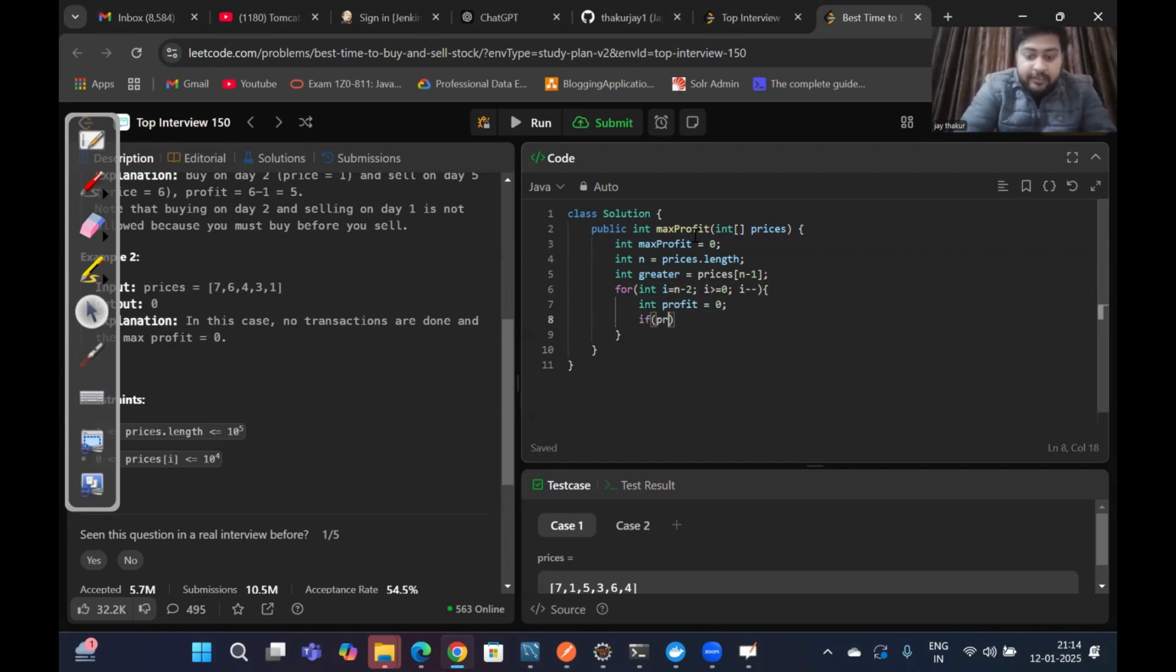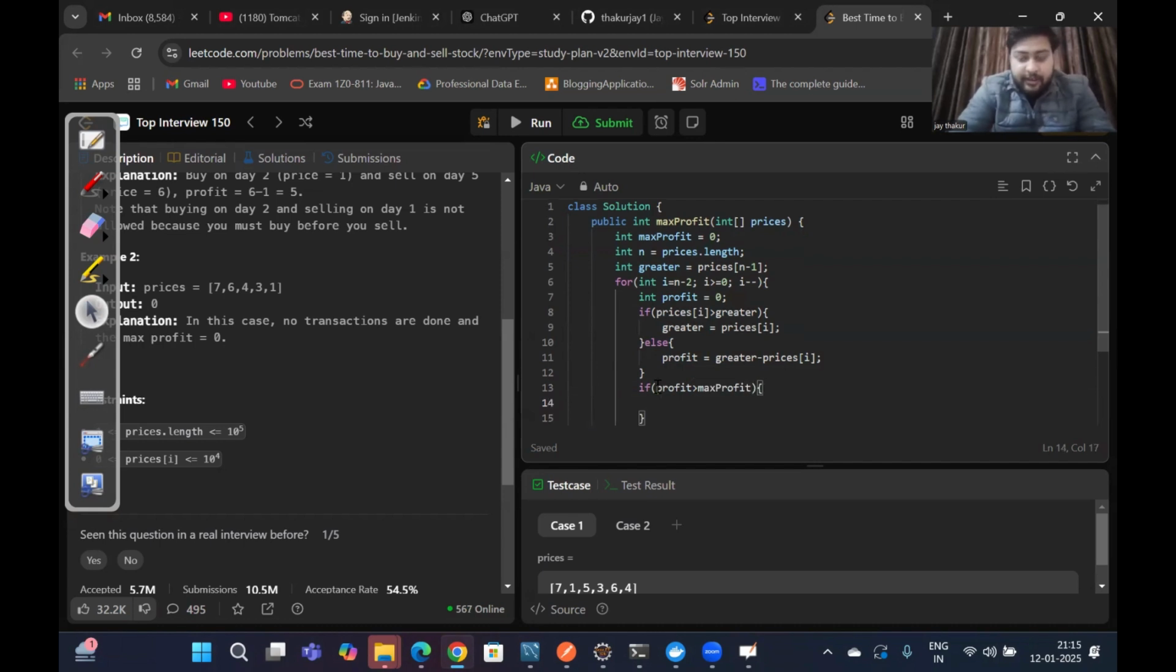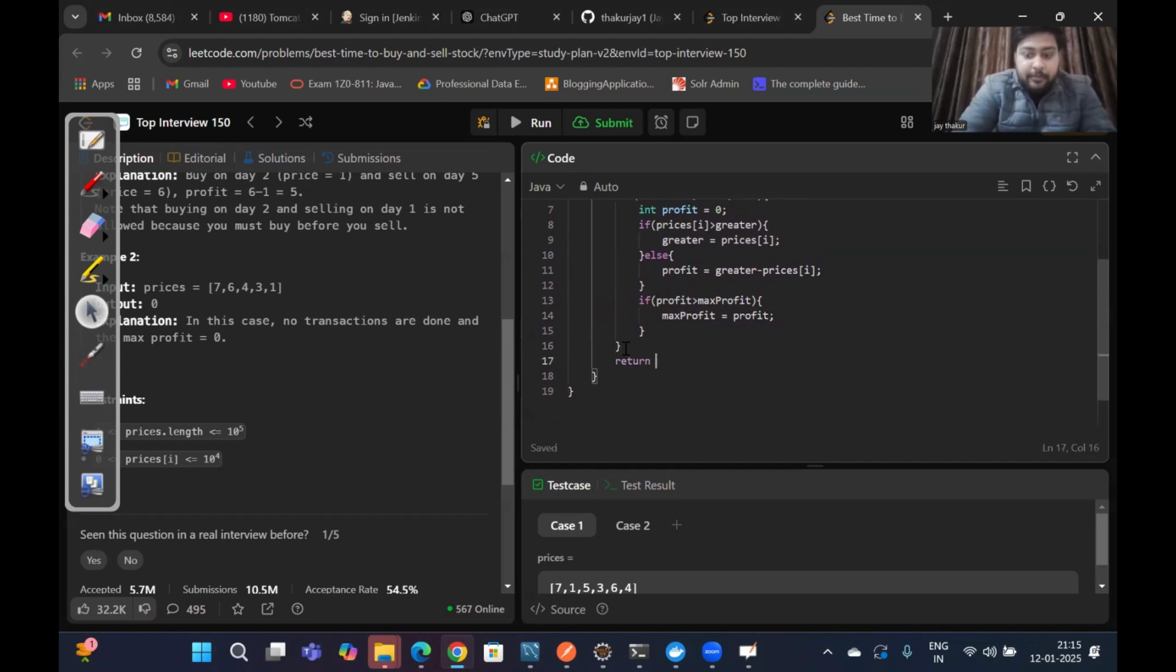After that, we will check whether this price of i is greater than greater. If it is, then simply we will replace this greater with prices of i. Else, simply we will store profit equal to greater minus prices of i. And at last, we will check whether this profit is greater than the maximum profit or not. And if it is greater than the maximum profit, we will simply replace the maximum profit with profit. After that, finally, we will return the maximum profit.